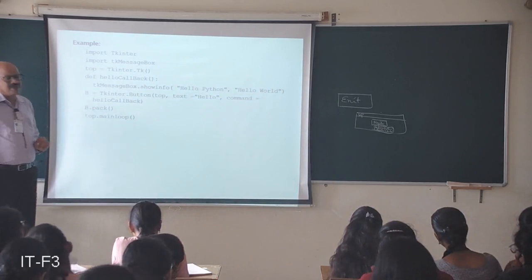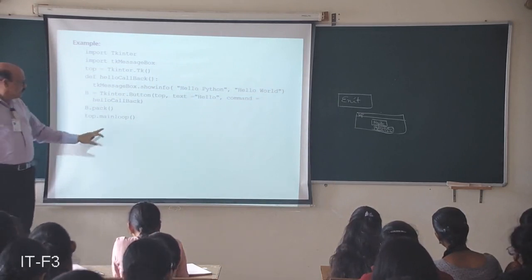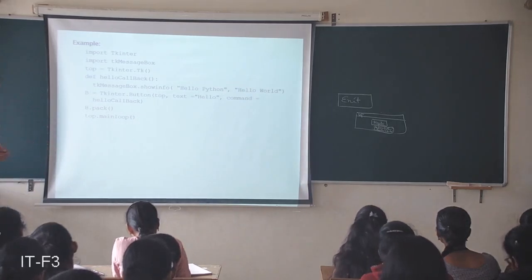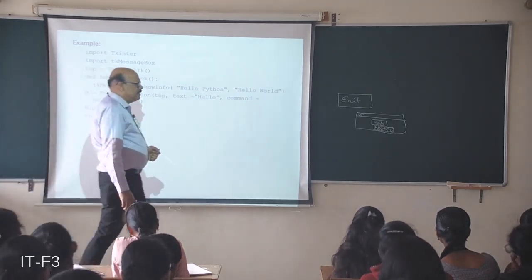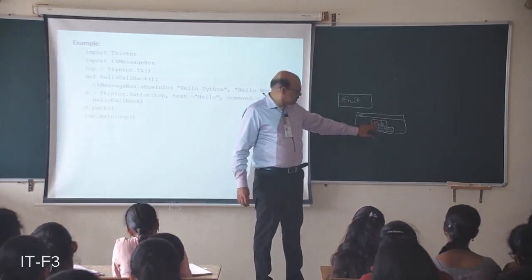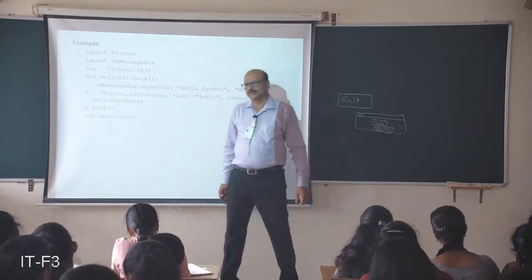This is what the pack layout manager does. So finally, you call the main loop, which displays all the controls and waits for the user event. Now this is the output you are going to see. When this button is clicked, you will see a new message box.